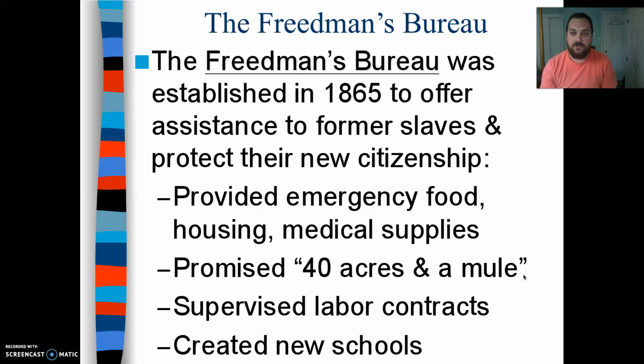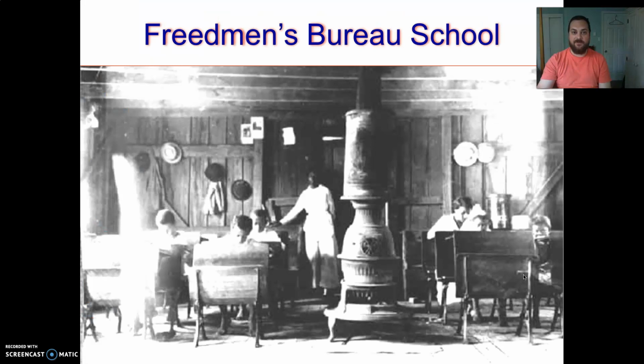They also create new schools, freedmen's schools, to educate both children and adults. Because remember, these people had never had any education. It was illegal. So you have little children in school alongside grown men. They also gave them labor contracts that were supervised by the federal government.